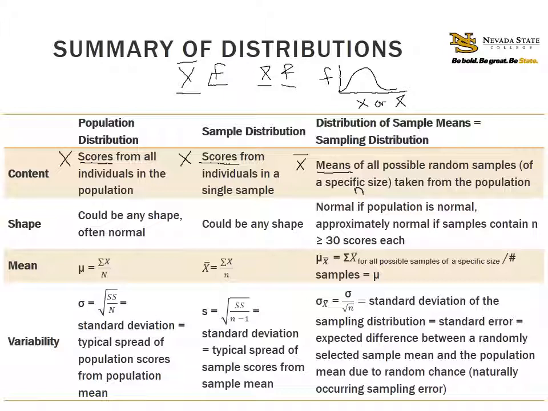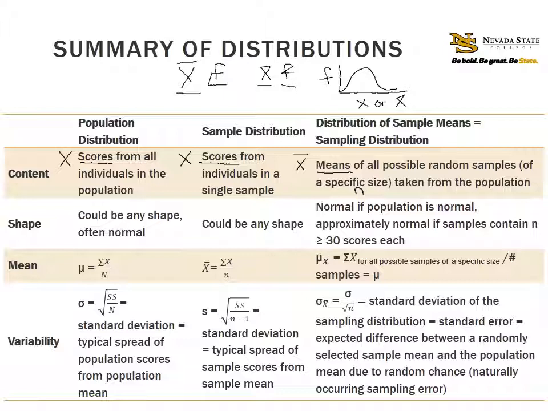Now, if we look at shape, the population and sample distribution can be any shape. Oftentimes in the population it's normal, but it could really be any shape. But remember, the central limit theorem tells us that the sampling distribution is normal if the population distribution is normal, or if we have at least 30 scores. So think about what would have to happen for us not to have a normal sampling distribution. Well, we'd have to have two things happen: a non-normal population distribution and fewer than 30 scores.